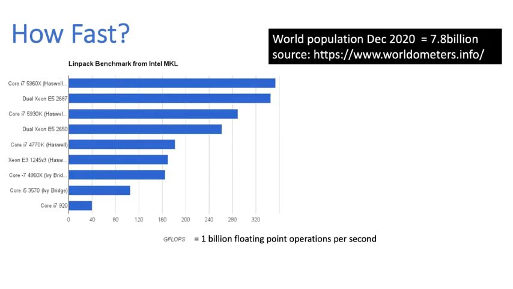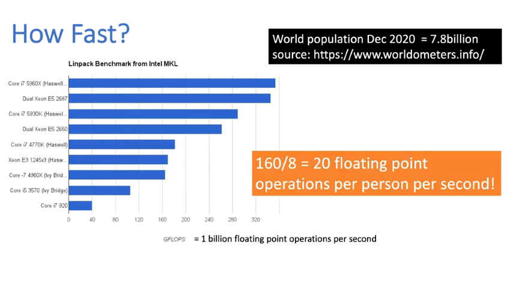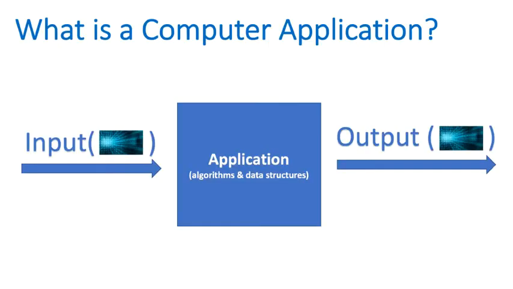If you want to put it in perspective, currently the world's population is about 8 billion people. So what this means is my computer in 1 second is performing 20 floating point operations per person per second. That's just an incredible amount of operations or performance we can get out of one of these little laptops we're using right now.